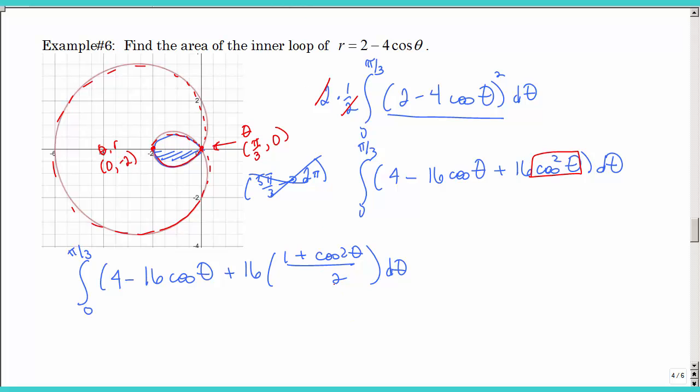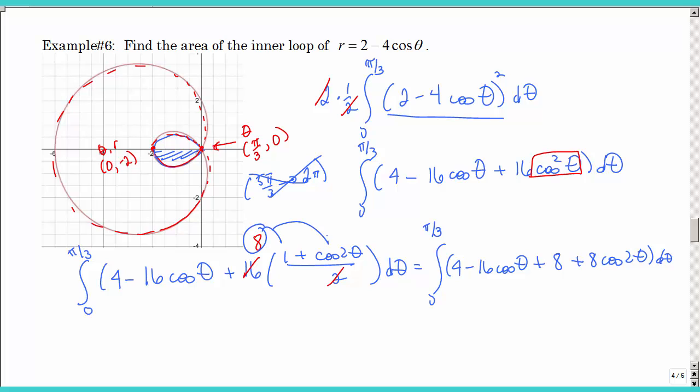Then we can reduce this, make that 8. So we're going to have 4 minus 16 cosine theta plus 8 cosine 2 theta d theta. Remember, this 8 gets distributed to both of those. So I hope you can see that we can collect like terms and make that 12. I'm just going to take a shortcut here and make that 12, and let's start integrating.